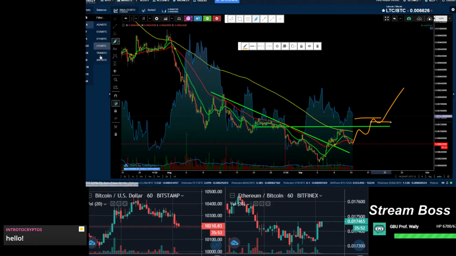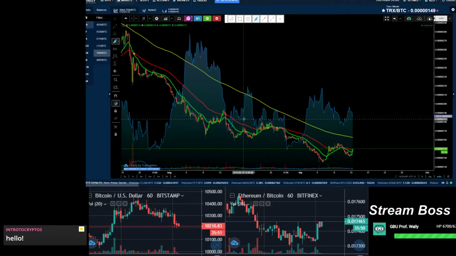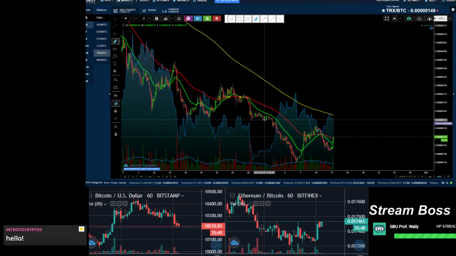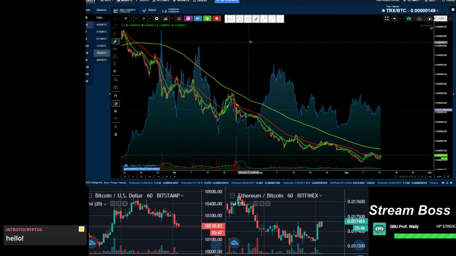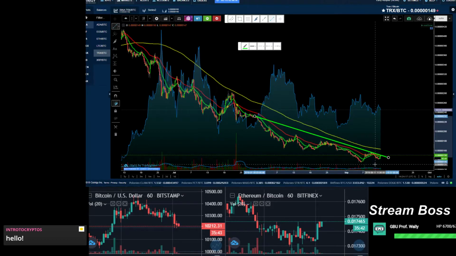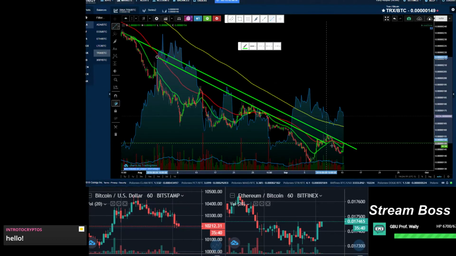Let's continue on and take a look at TRX. This is a better setup now. We have the break of the downtrend line nicely here. Downtrend line just breaking nicely. In fact, maybe we could even say that it's already broken. Depends on how you draw your trend line.